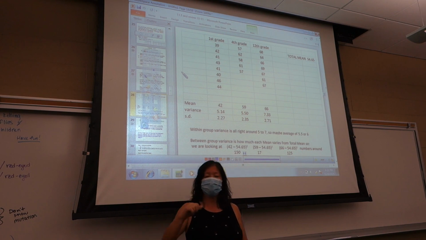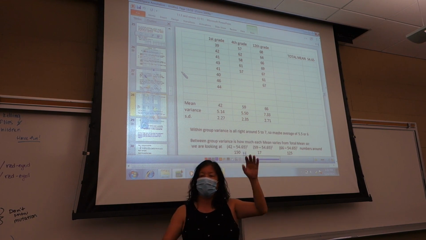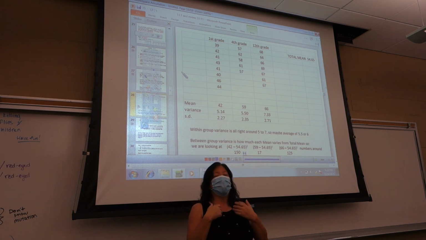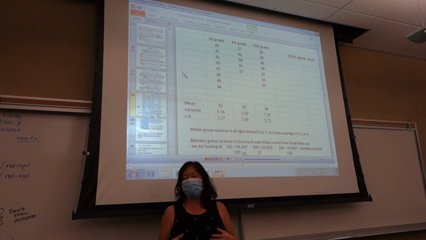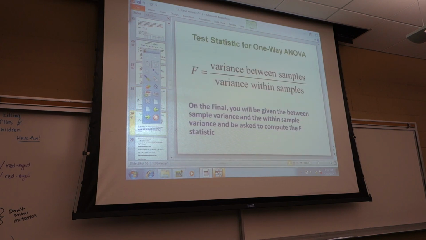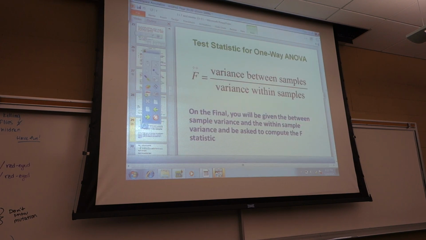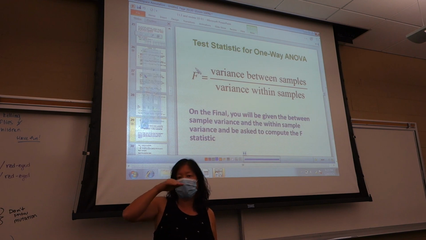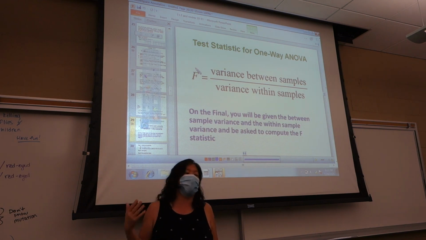So the between group variance is much bigger than the within group variance, right? So when you look at that ratio, you're going to find it's going to be a number larger than 1. The F-stat is this number right here. It's the variance between the samples divided by the variance within the samples. So if your F-stat is large, that means that the variance between the samples is much bigger than just the variance within the samples, which means that they're not the same. The means are not the same.